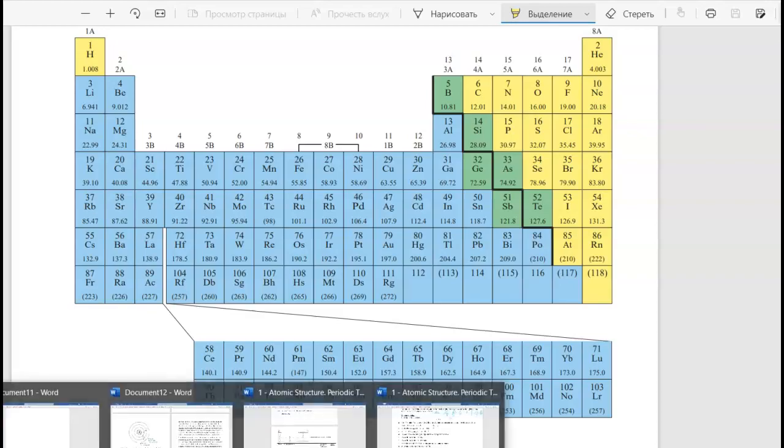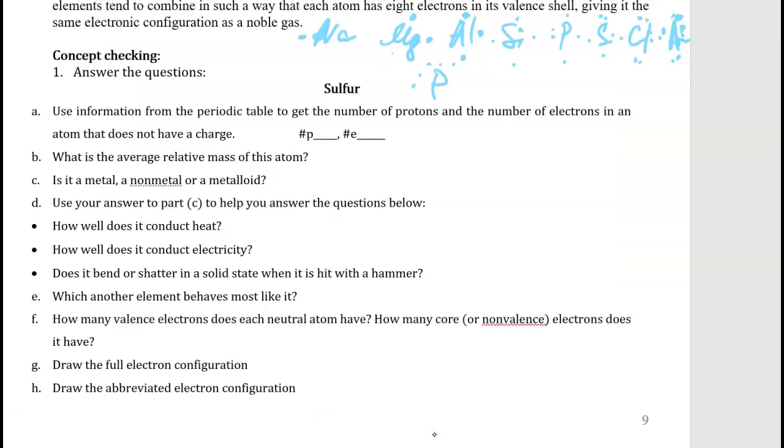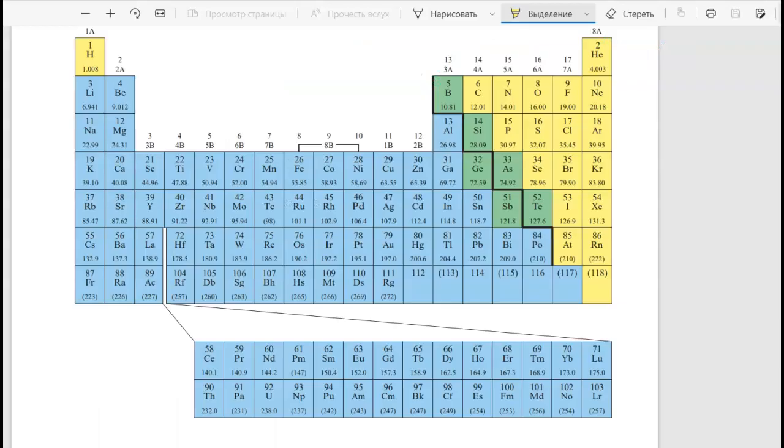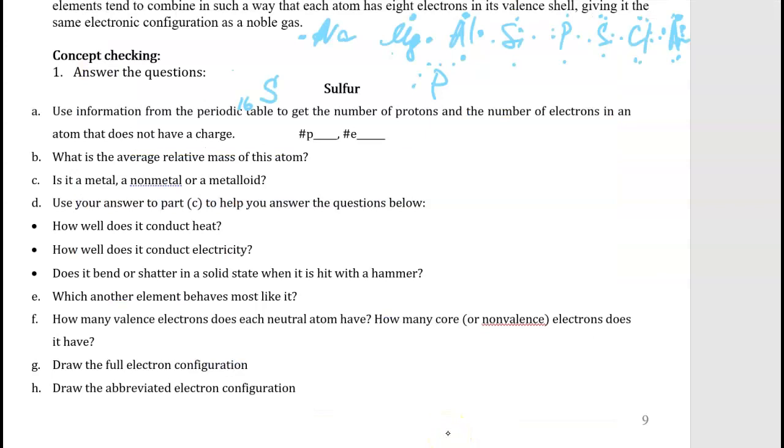Okay, let's jump here. For sulfur, I would write S, 16 here, and the mass number will be 32.07. Why is it fractional? 32.07 because it's the average mass between existing isotopes of sulfur.